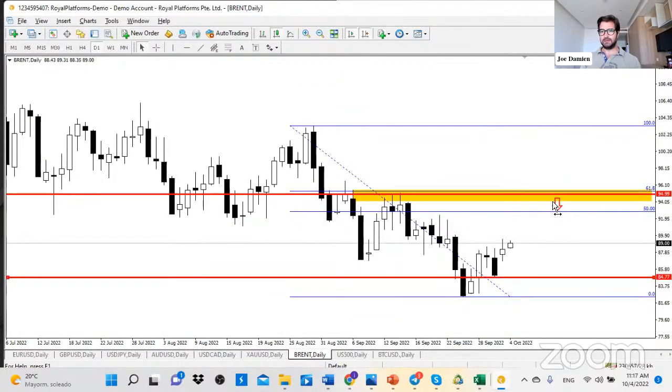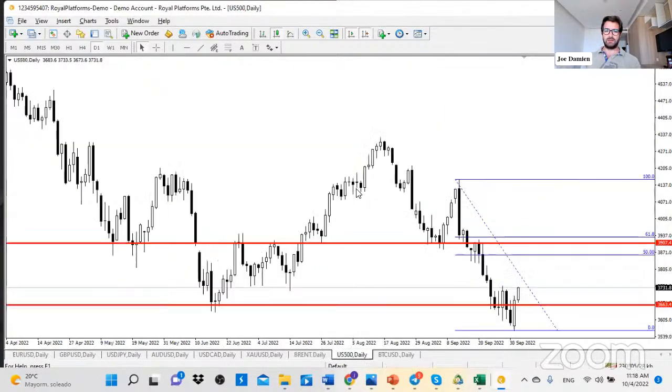So since we are in a downtrend, we should look for short or sell ideas. I will wait until the market goes up to this area, 94.99, and then short it all the way down until 84.77.